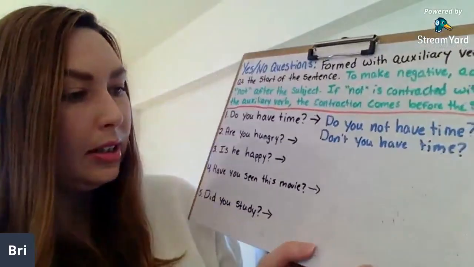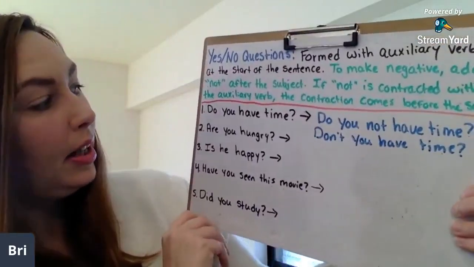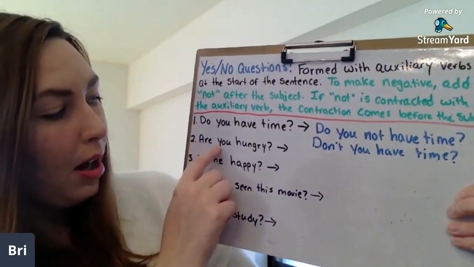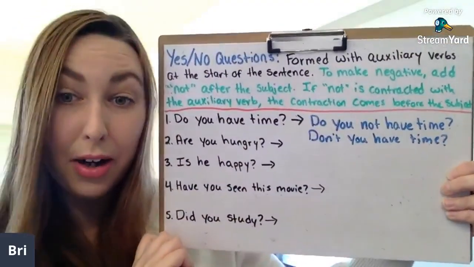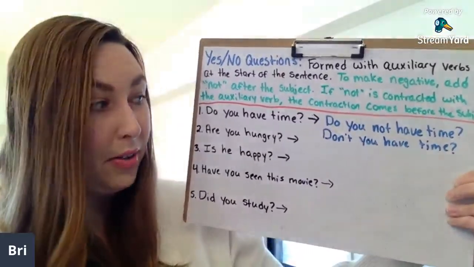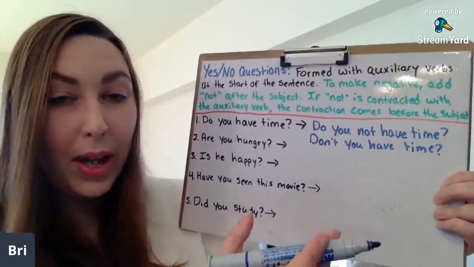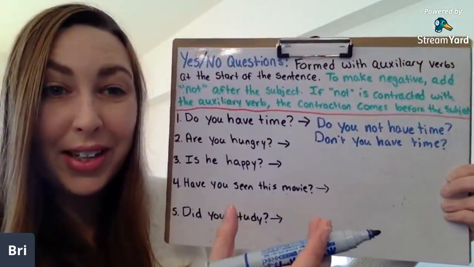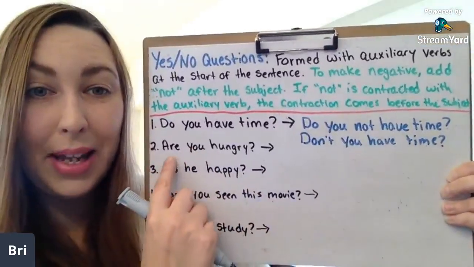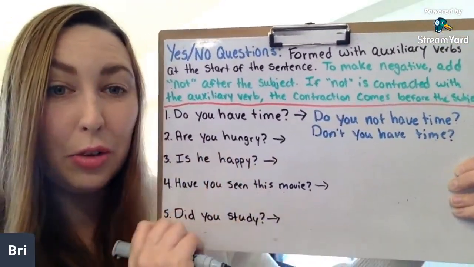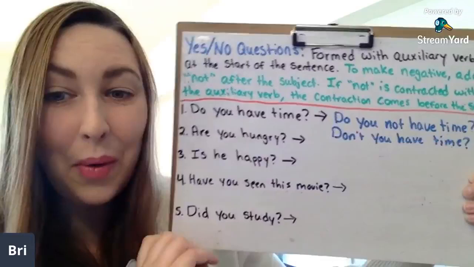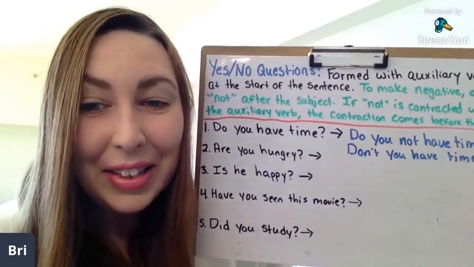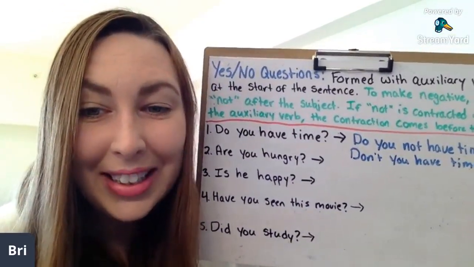Okay. So, all right. Number 2. Are you hungry? So we have two patterns, but let's go for the contraction. How would you make this a negative interrogative sentence? Oh, very good. Very good, Anne. Oh, very good.